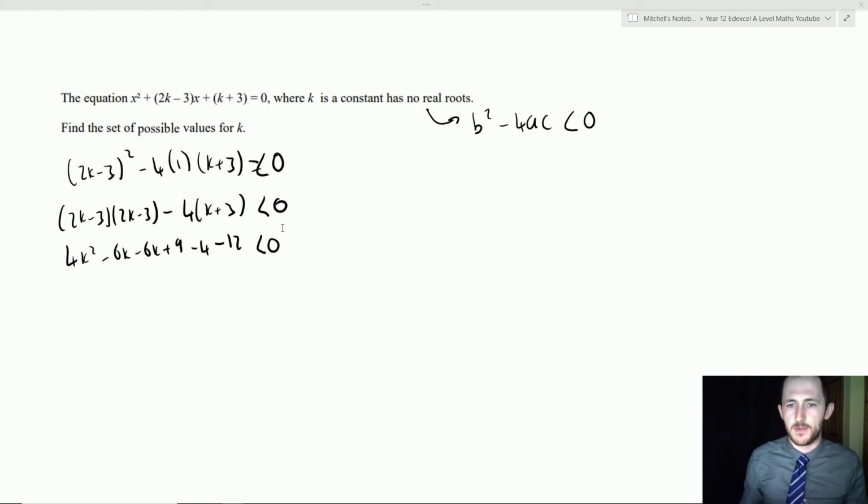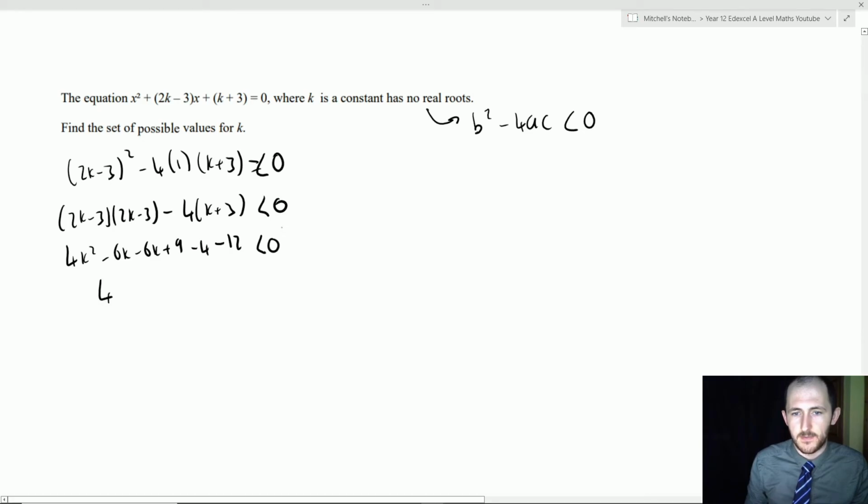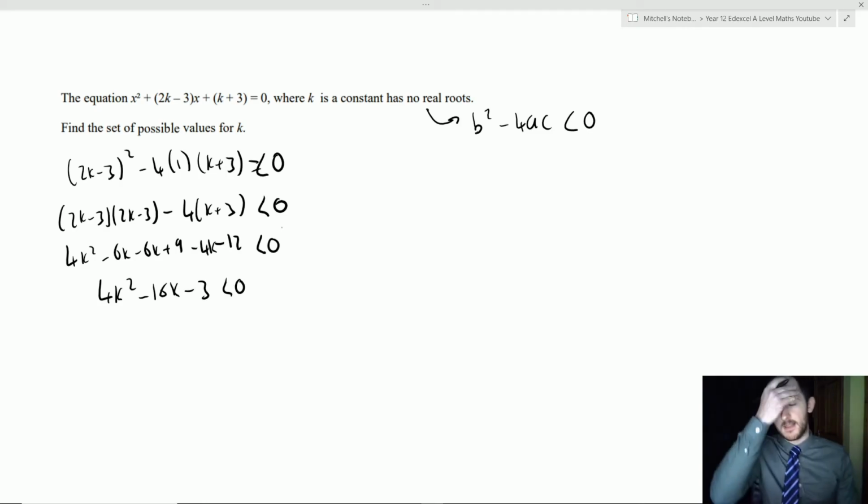Okay, so next we have to bring this all together. So 4k squared, there's no other k squared, so let's leave it as 4k squared. Minus 6k, there should be a k here too. Is minus 12k, minus 4k is minus 16k. 9 minus 12, is that right? Yeah, good. 9 minus 12 is minus 3. Less than 0. Okay, so just make sure I've done this all right. So we have 9 minus 3, that's all good. Yeah, all good.